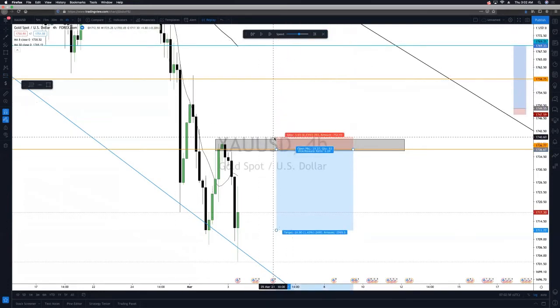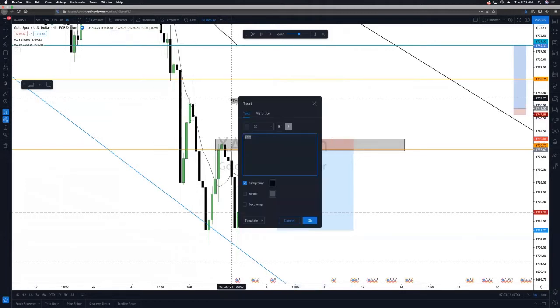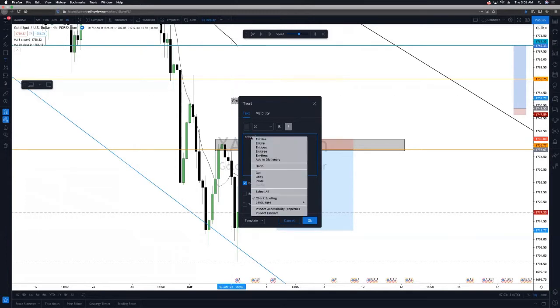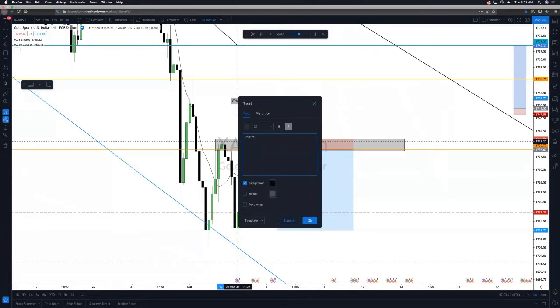So after you put it all together, you just look for the entries. You can use imbalance as one. You can use market structure on lower time frames. Just understand that supply and demand is on all higher time frames. So for entries, supply and demand can be found on all time frames for entry.